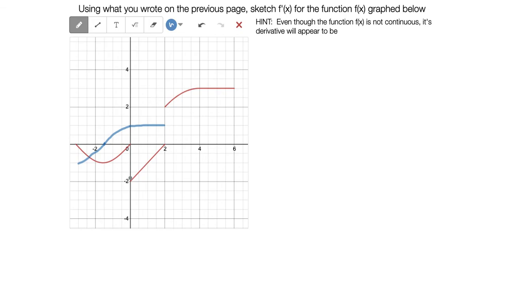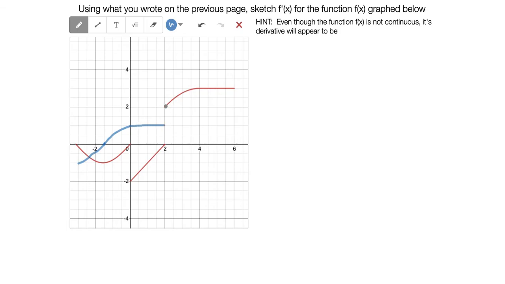That, by the way, is how I knew to end my point from the first section at 1. I happened to have noticed this hint that told me that the derivative is continuous, which meant whatever I ended up with here had to be the same here.